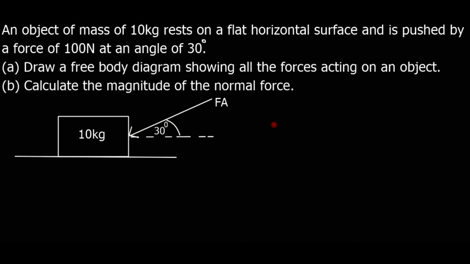This one here: an object of mass 10 kg rests on a flat horizontal surface and is pushed by a force of 100 newtons at an angle of 30 degrees. It's a different example, because now our object is being pushed at an angle, but as for the previous one, it was being pulled at an angle. So our part A question: draw a free body diagram showing all the forces acting on the object.